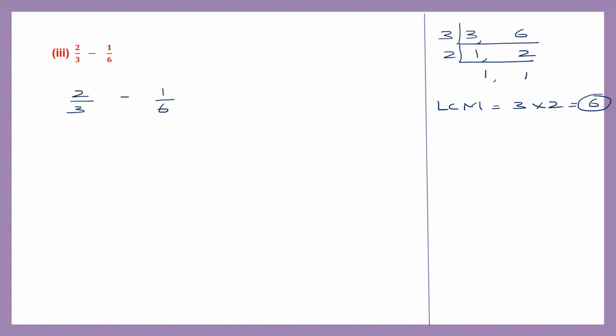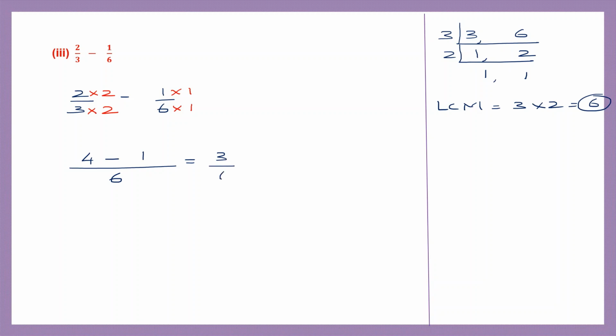We're going to use 6 as the common denominator here. So now they become like fractions. Now the first fraction denominator is 3. So 3 into 2 is 6. So we multiply this also by 2. 2 twos are 4. 4 minus the next fraction denominator is 6. 6 into 1 is 6. So we multiply this also by 1. 1 ones are 1. So here what do we get? 4 minus 1 is 3.